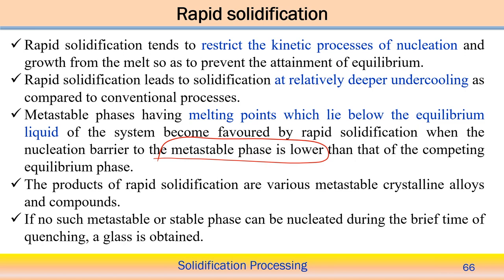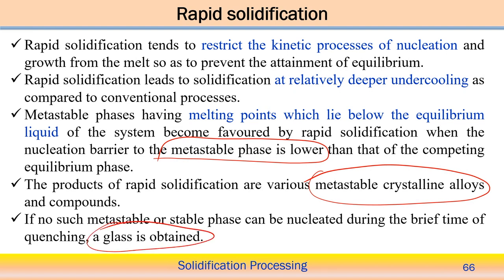The products of rapid solidification are various metastable crystalline alloys. So it creates different metastable crystalline alloys, but no such metastable or stable phase can be nucleated during the brief time of quenching. So it always tries to retain some kind of glass-like structure. A glass is always obtained in this case. If no metastable or stable phase can be nucleated, then it will always create a glass-like structure in a rapid solidification process.